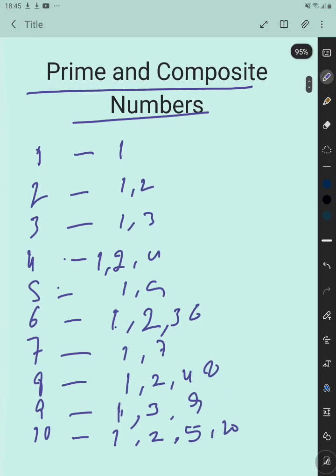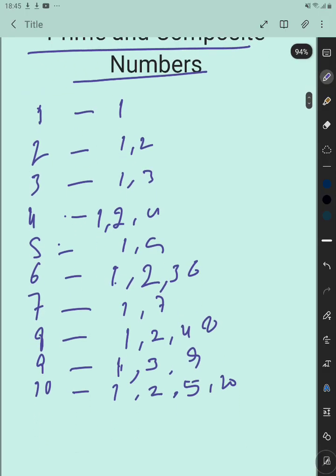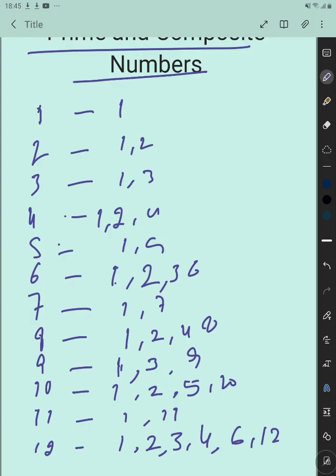Let's consider two more. 11 has factors 1 and 11, and let's take 12, which has 1, 2, 3, 4, 6 and 12. Here we will try to understand the concept of prime numbers and the concept of odd and even numbers. Everything we will understand over here.